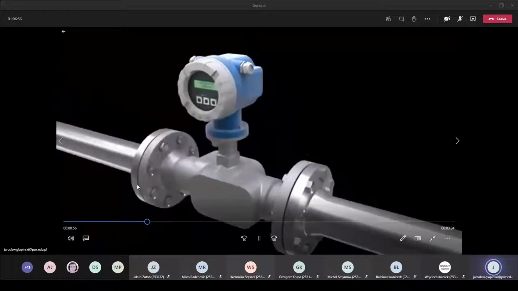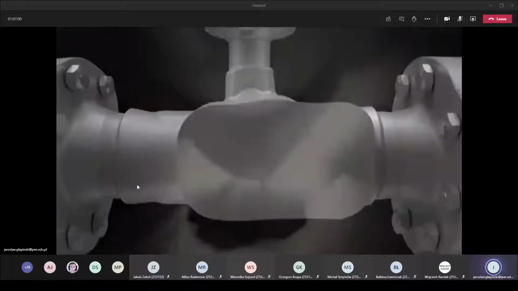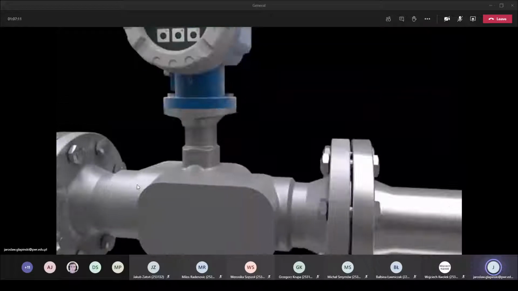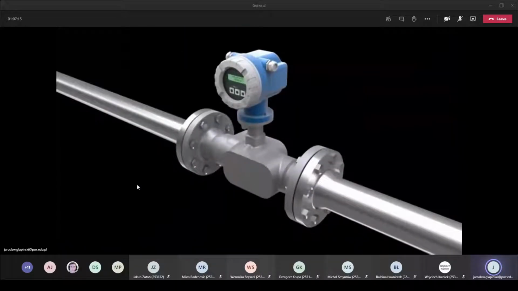The physics of this principle can be traced back to the English physicist and Nobel Prize winner Lord Rayleigh. His book on the theory of sound, published in 1877, describes the propagation of sound waves in solids and gases. Here is how this measurement method works.